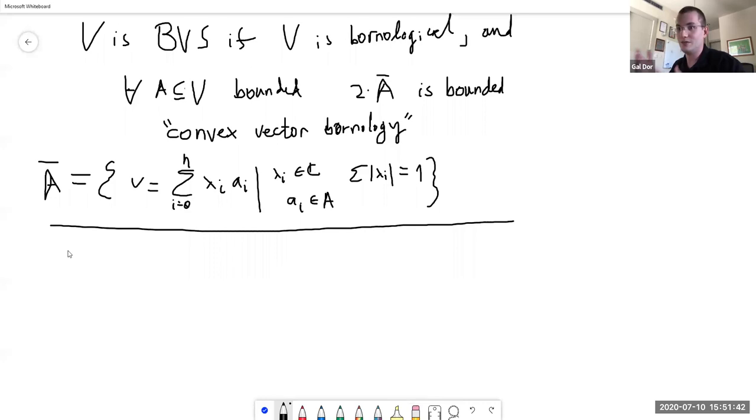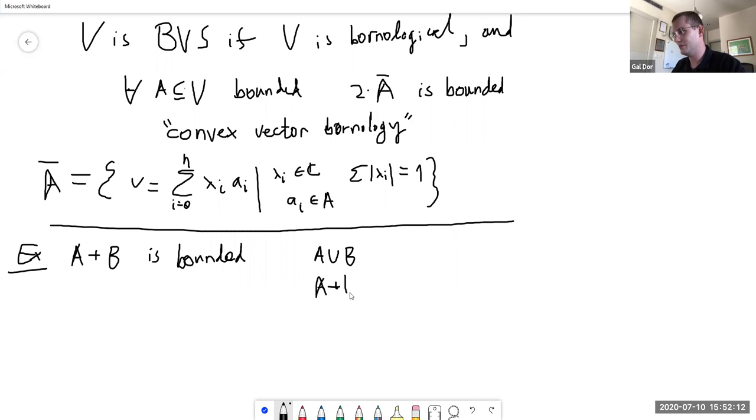So I claim that the sum of two bounded sets is also bounded, for example. That's just because you can take the union of A and B, and then you can say that A plus B is contained inside twice the balanced convex hull of A and B. So A plus B is bounded. So addition is a bounded operation, and so is multiplication by any bounded set of scalars because of this.